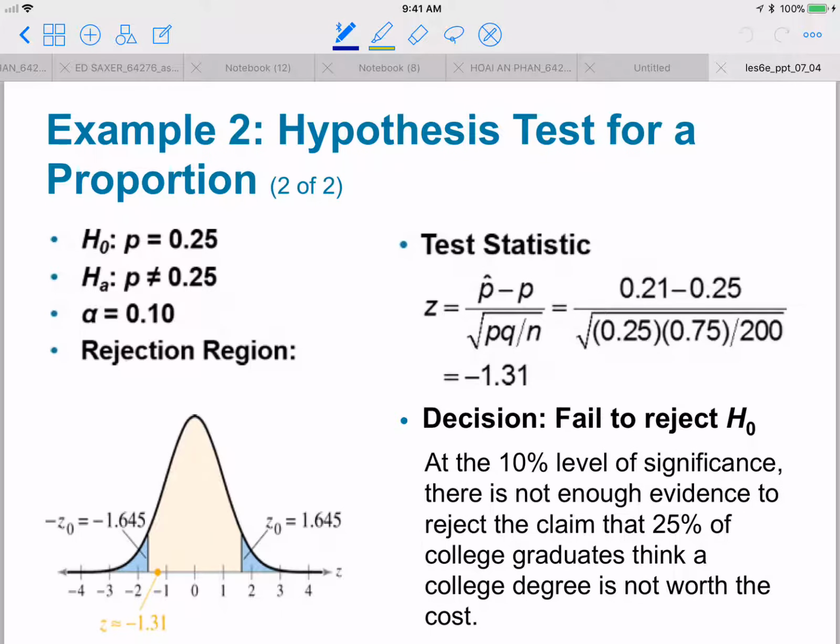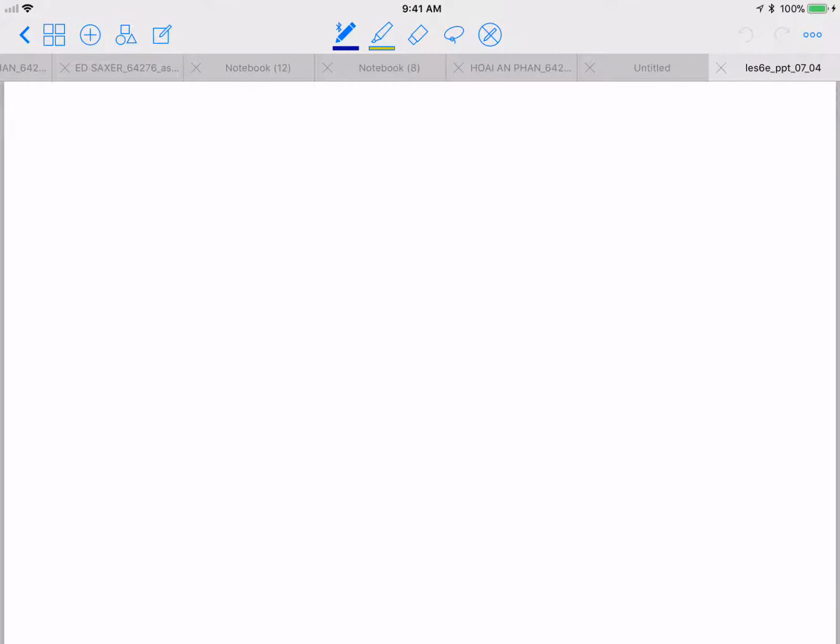All right, and then lastly here, this shows you the nitty-gritty for how to compute the standardized test statistic. Right, how to get that. So this is the standardized test statistic. And this shows you a picture. This is using rejection regions.